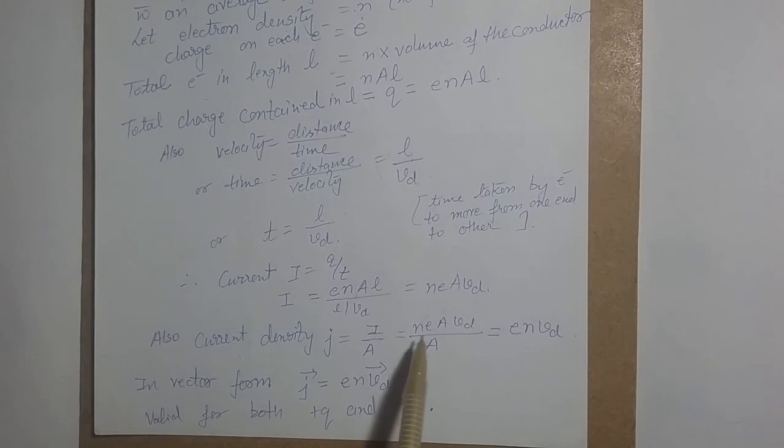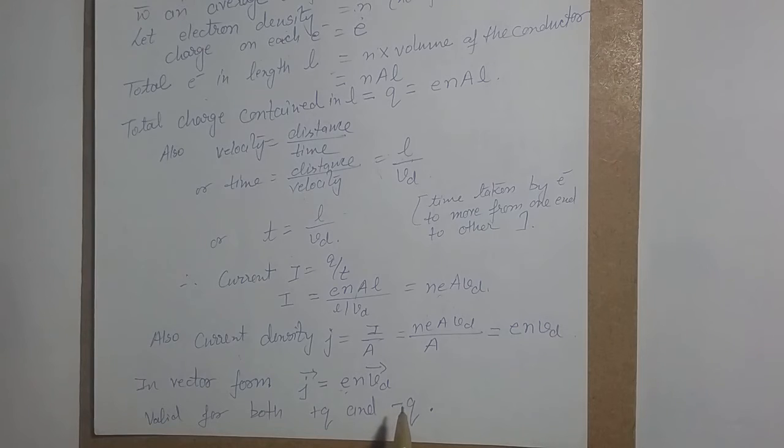So current density will be this current divided by area, and this is nevd. We can write it in vector form also: current density in vector form is equal to the charge density times the charge times the drift velocity, and the drift velocity is also a vector quantity. So both this equation and this relation are valid for both positive and negative charges.